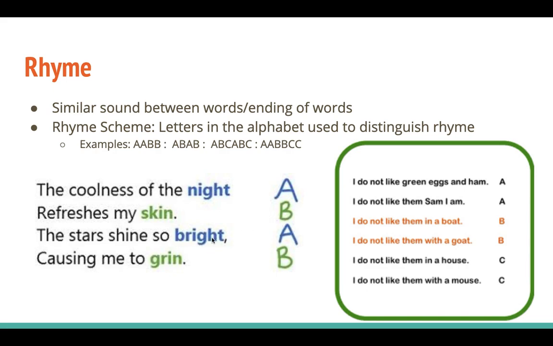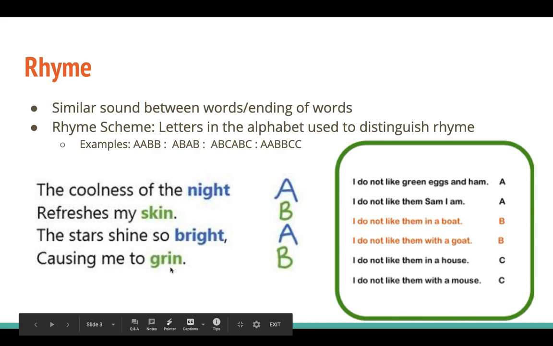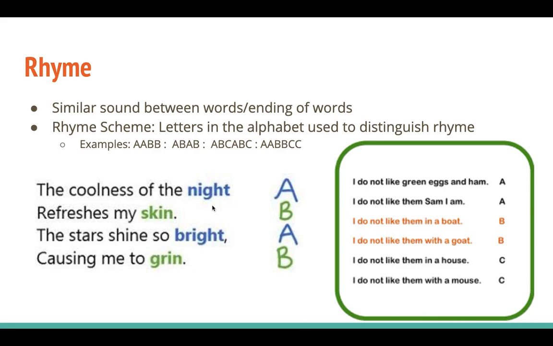The third line. The stars shine so bright. Oh my gosh, bright rhymes with night. Therefore, I go back to A. Doesn't matter that I'm on the third line. You go back to the first line or whatever line it was that your word rhymes with. That gets A. The fourth line. Causing me to grin. Oh, here we go again. Grin rhymes with skin. Skin got B. Therefore, grin gets B. So this little poem's rhyme scheme is ABAB.